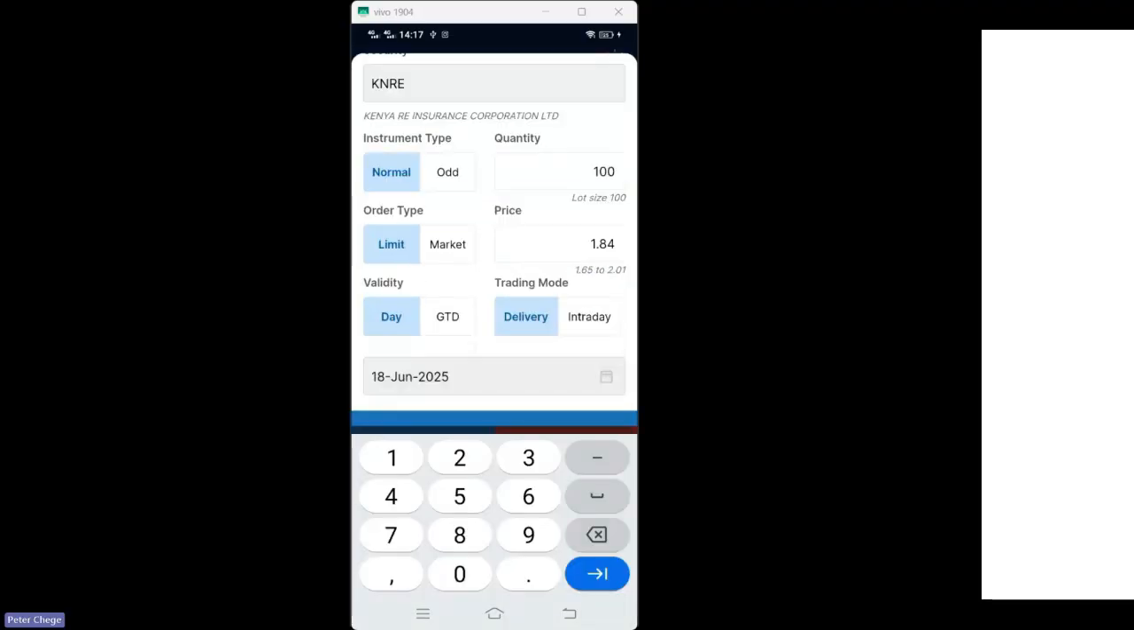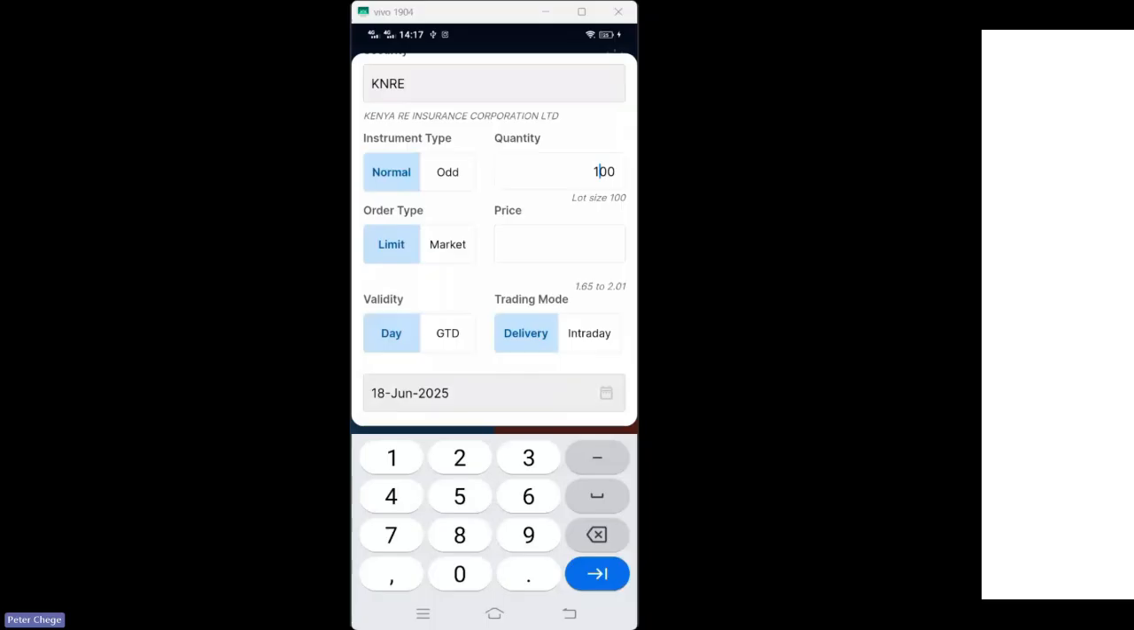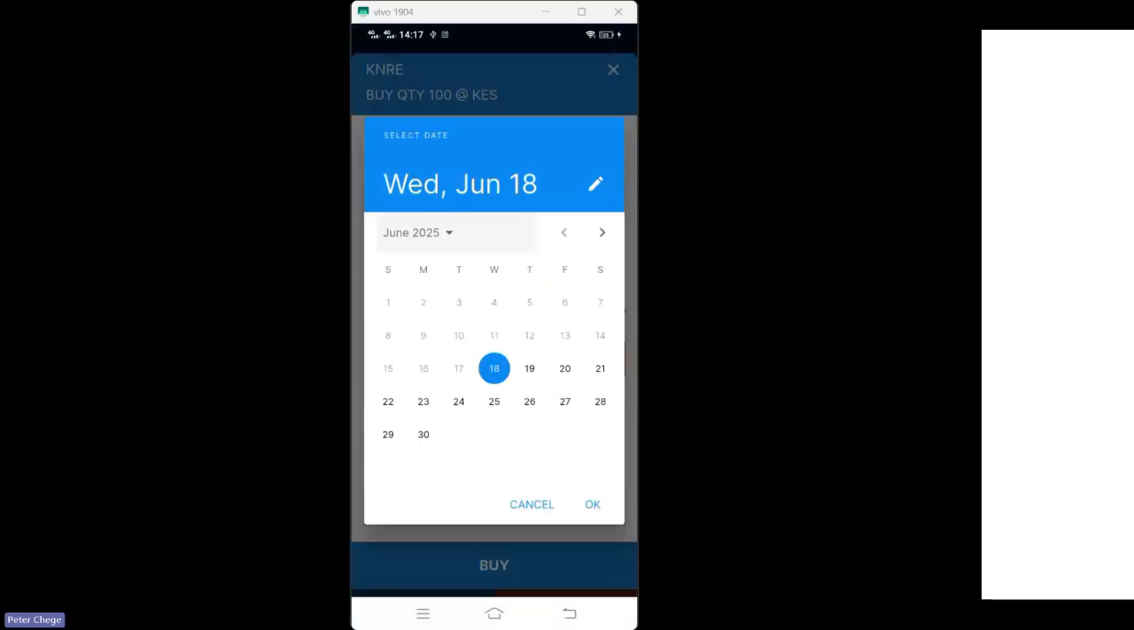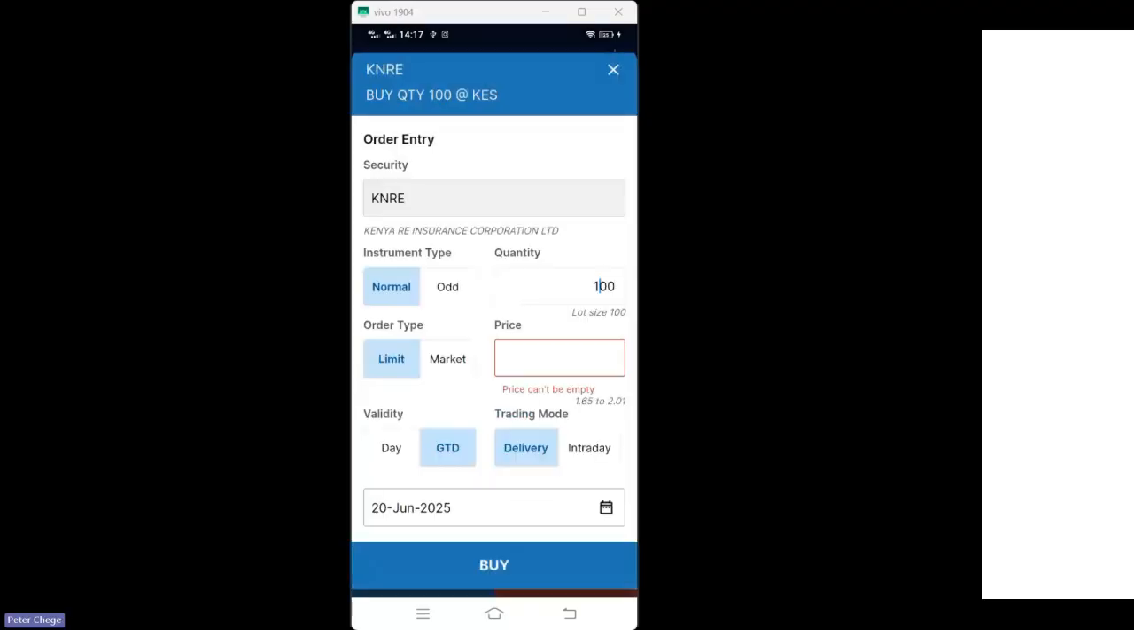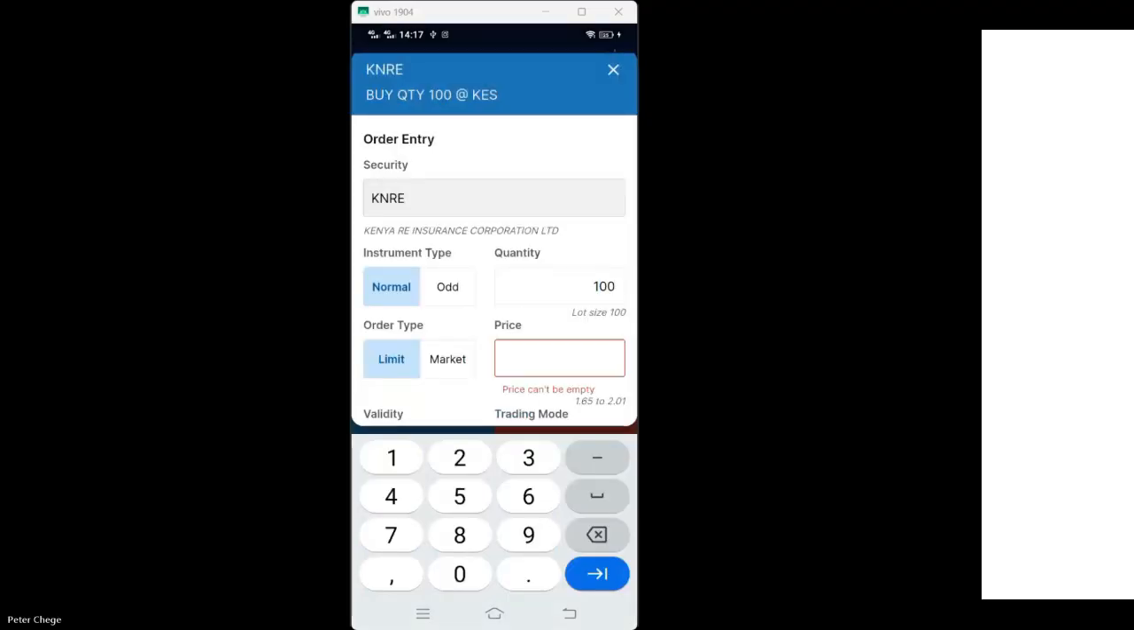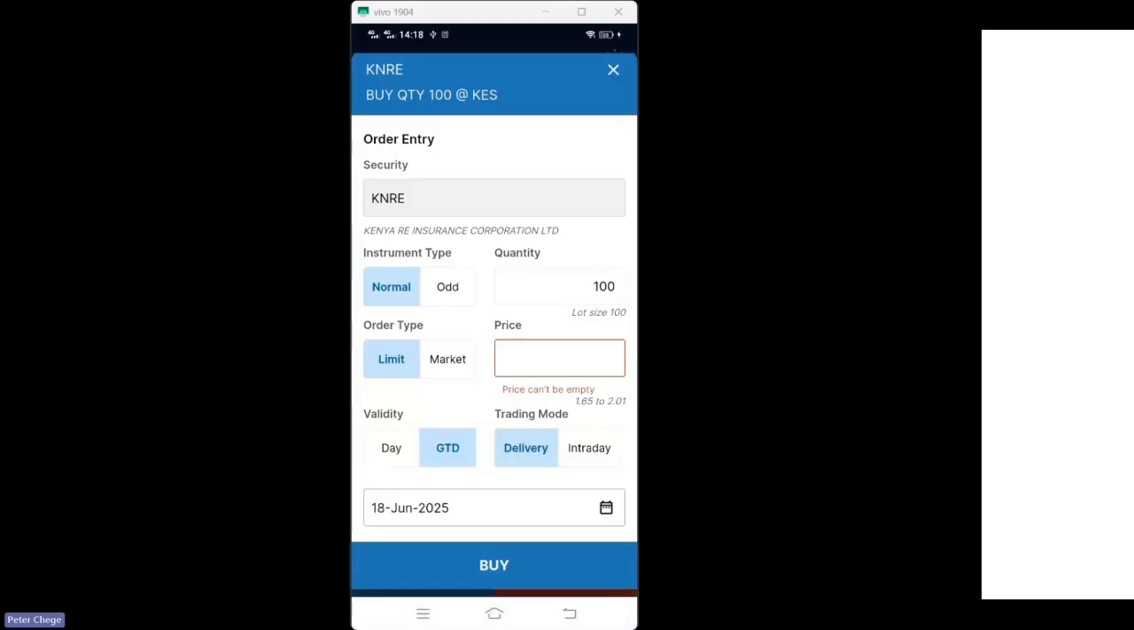So I want to execute the first order for limit 184. As I explained, we have limit where you quote a price. Market, you don't quote a price because you're saying just go and execute at any price. Then we have validity, where we have day. It's just a day order. It will just be valid for the date shown there. GTD, you are saying, put my order up to say 20th. It either executes or it's pending for that period until it expires, or I can modify in between or cancel.